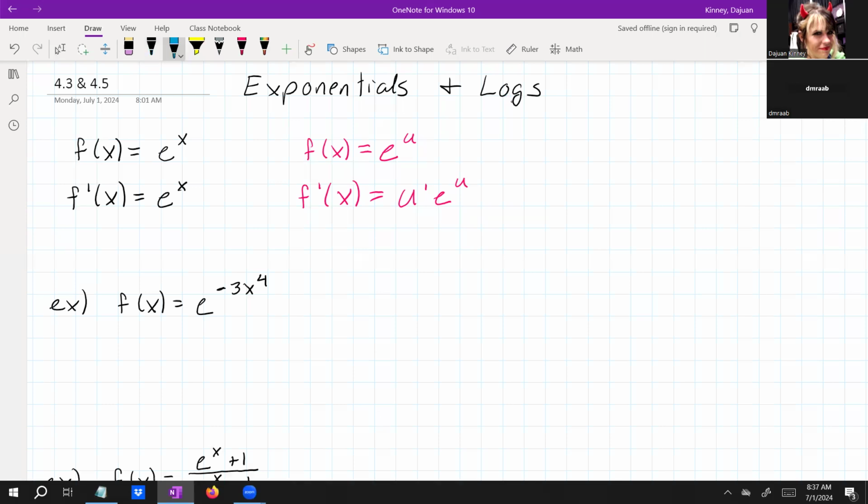Can I see blue? Okay. So f prime of x. All right. So I take the derivative of this exponent here, which I know is negative 12x to the third. And then my function as is.